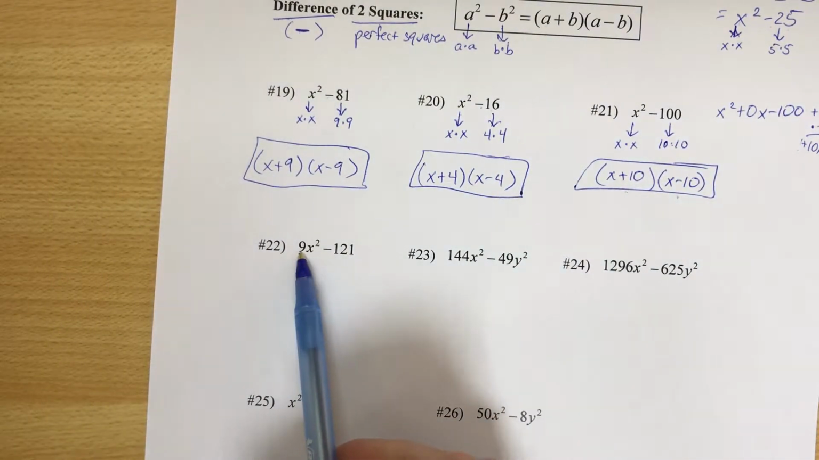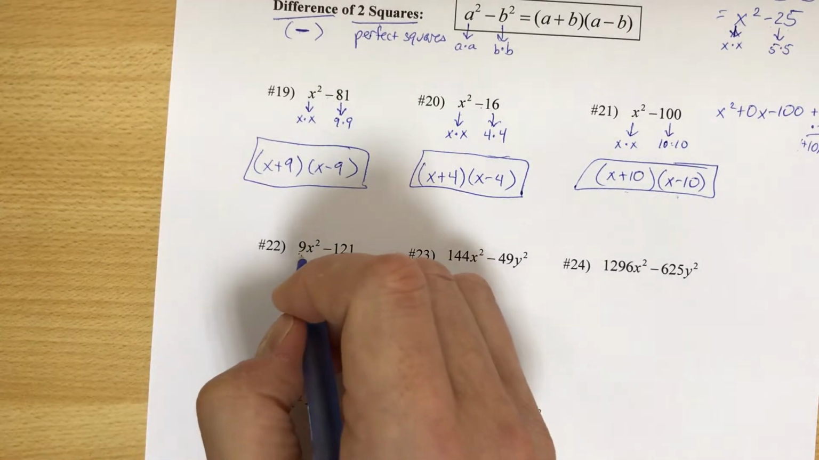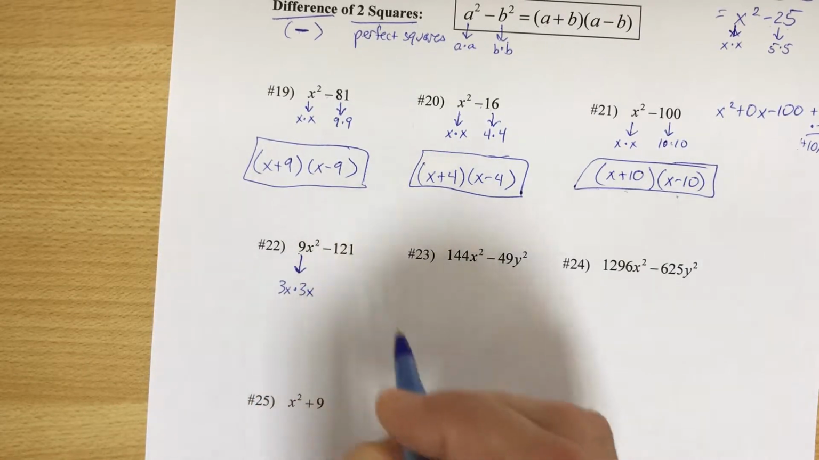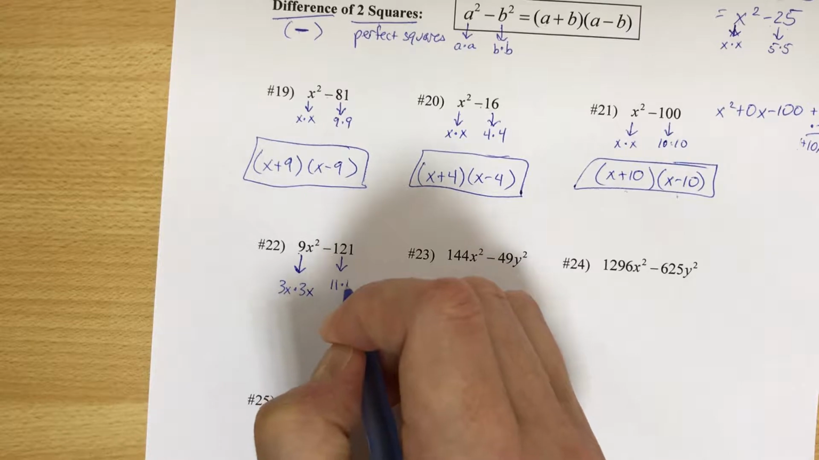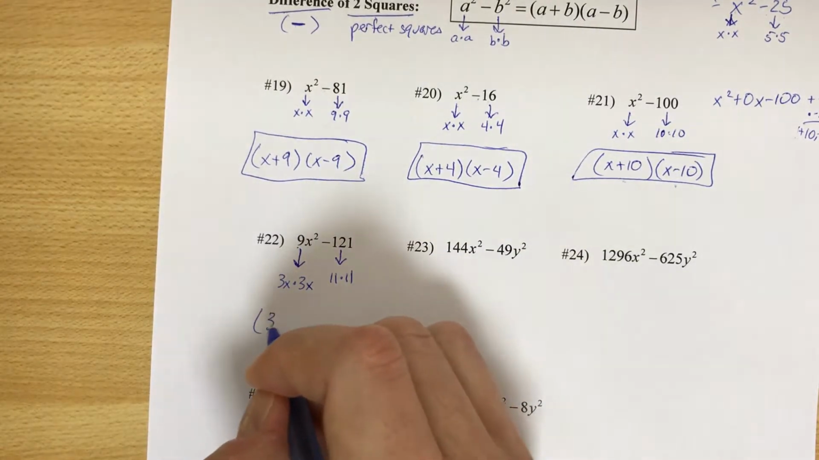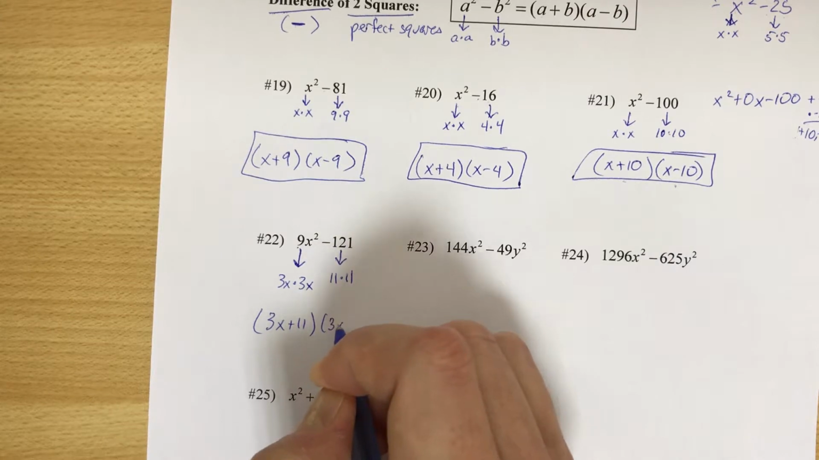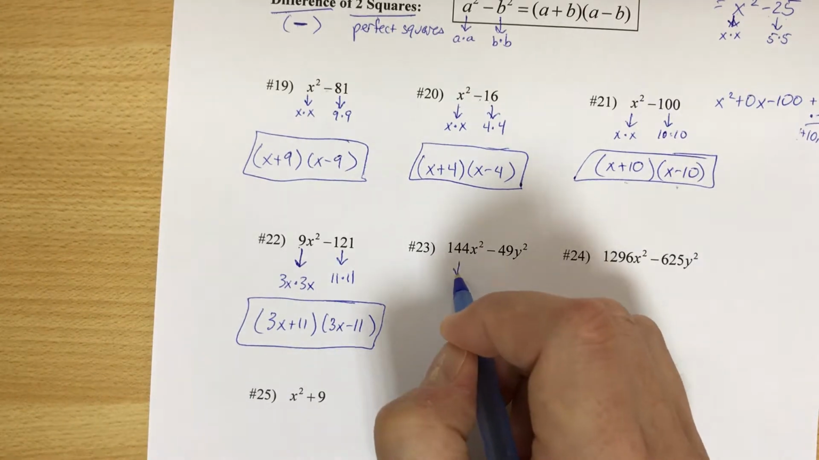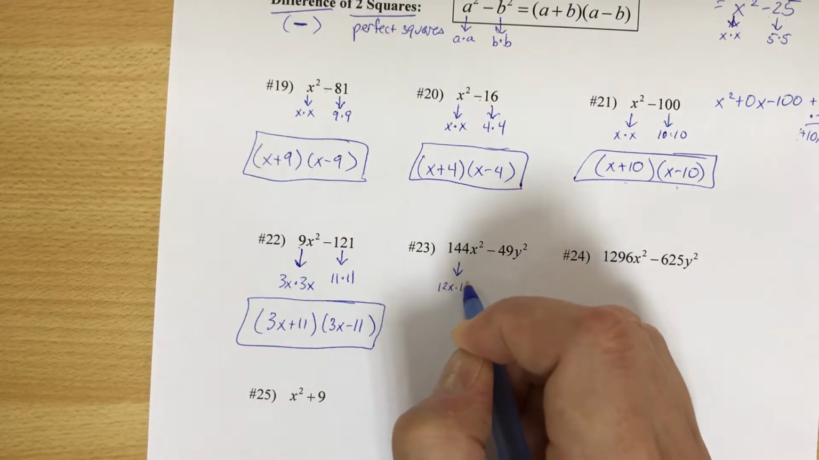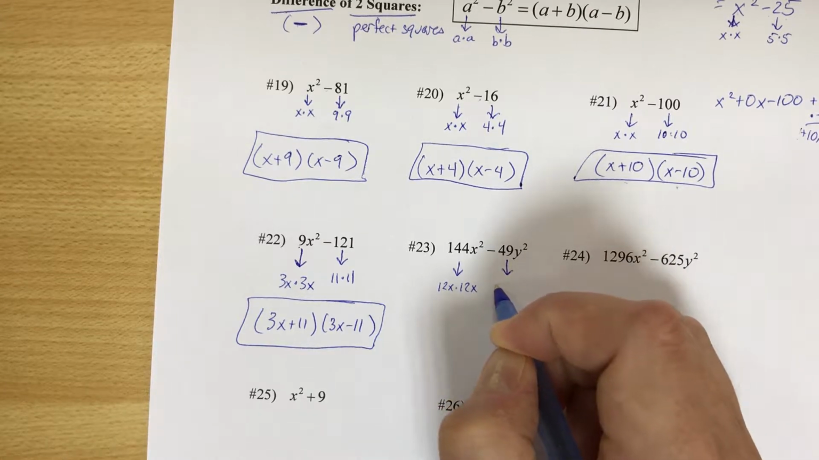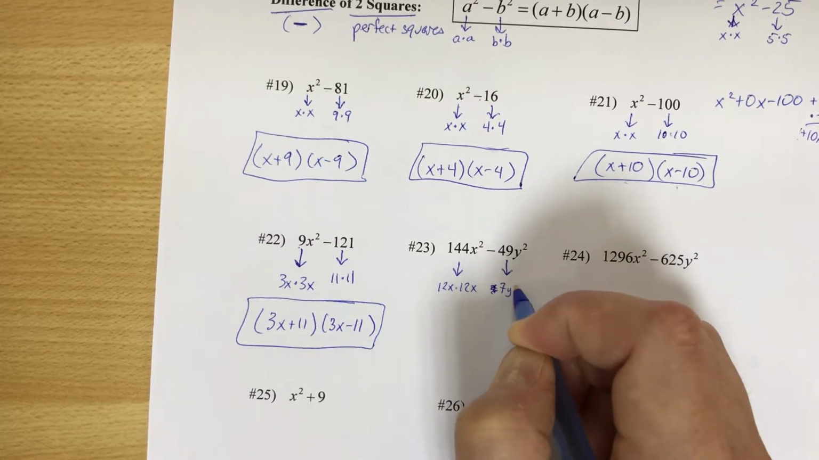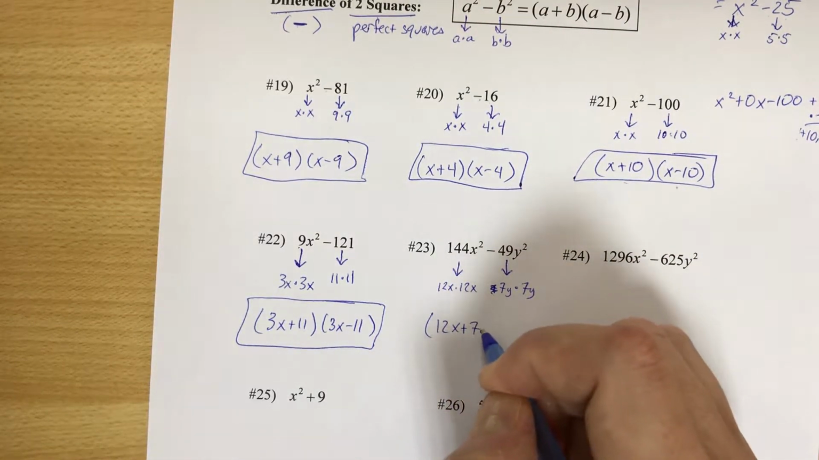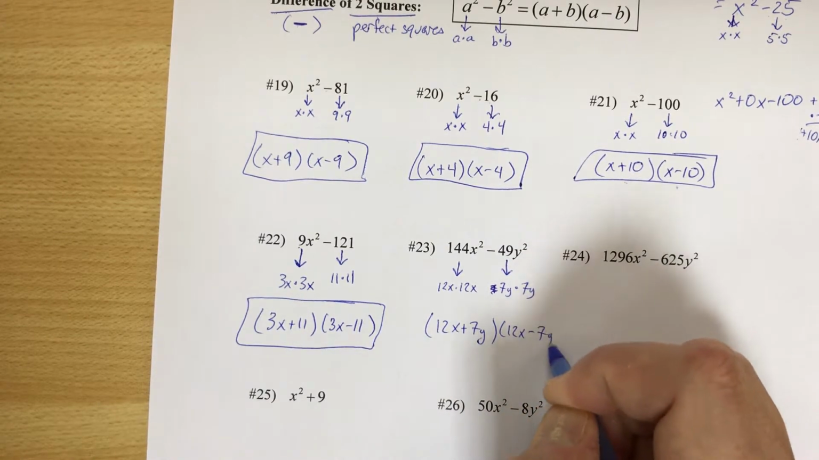Even if the lead coefficient is not a 1, this is going to work, as long as it's perfect squares. 9x squared, 3x times 3x. What's the square root of 121? It's 11. The answer is 3x plus 11 times 3x minus 11. What's the square root of 144x squared? 12x. What's the square root of 49y squared? Oh, we have two variables. Whoops, 7y times 7y. Well, 12x plus 7y times 12x minus 7y.